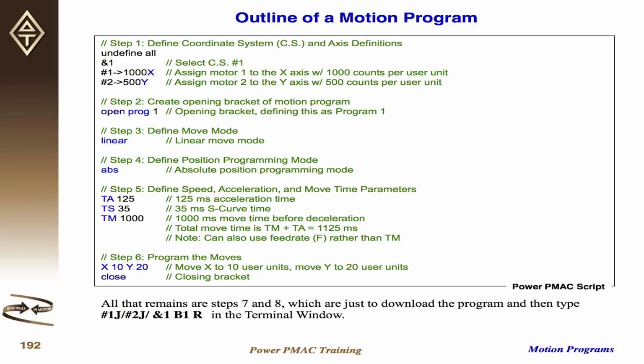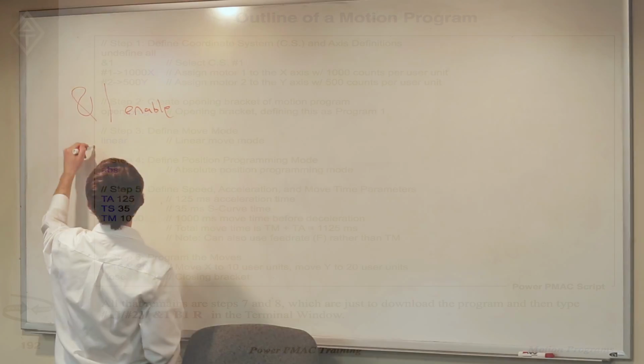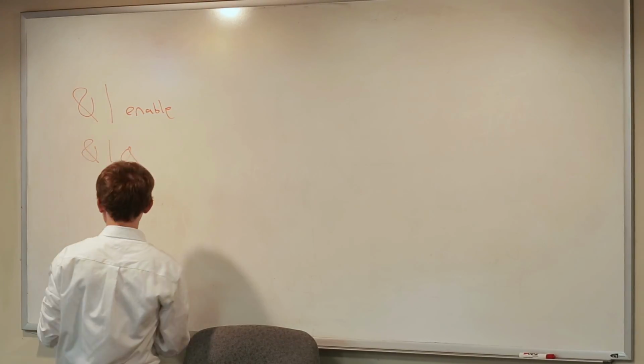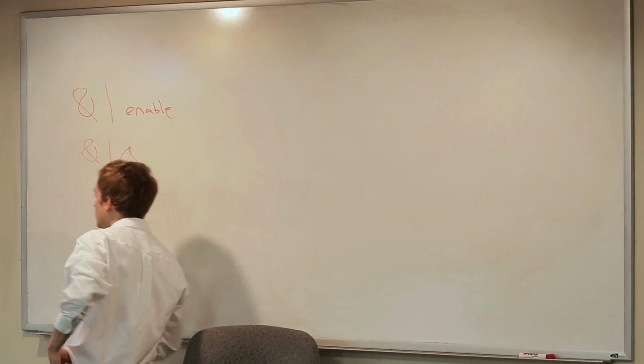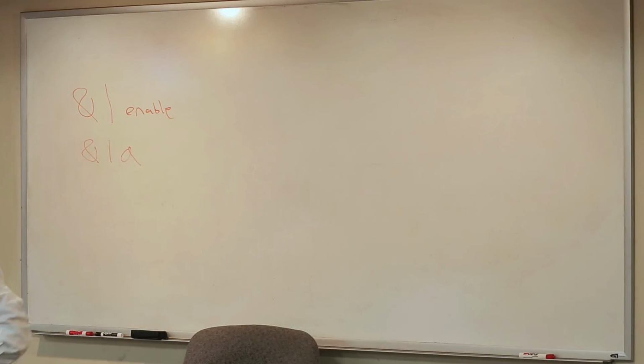An easy way to enable all the motors in your coordinate system is with the enable command. So you write the coordinate system number and then enable. You can also do &1a. Both of those will close the loop on all of your motors in that coordinate system.